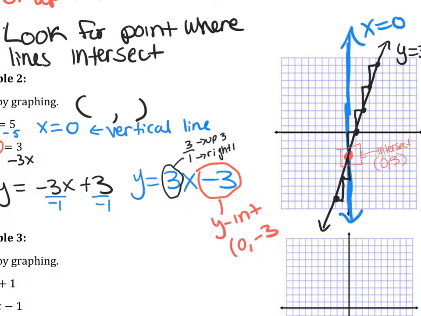Okay, so our solution is that intersection point, (0, -3). That is our answer. Again, it has an x value and a y value. It is a point. So this is our solution.